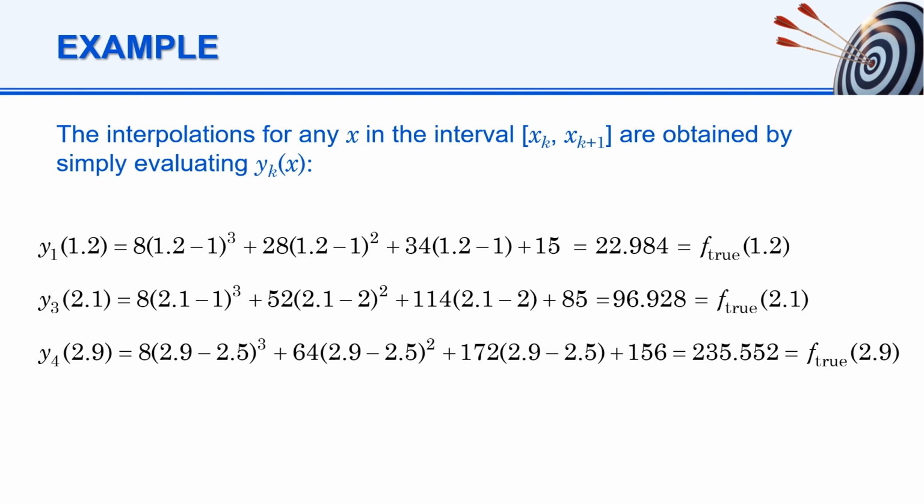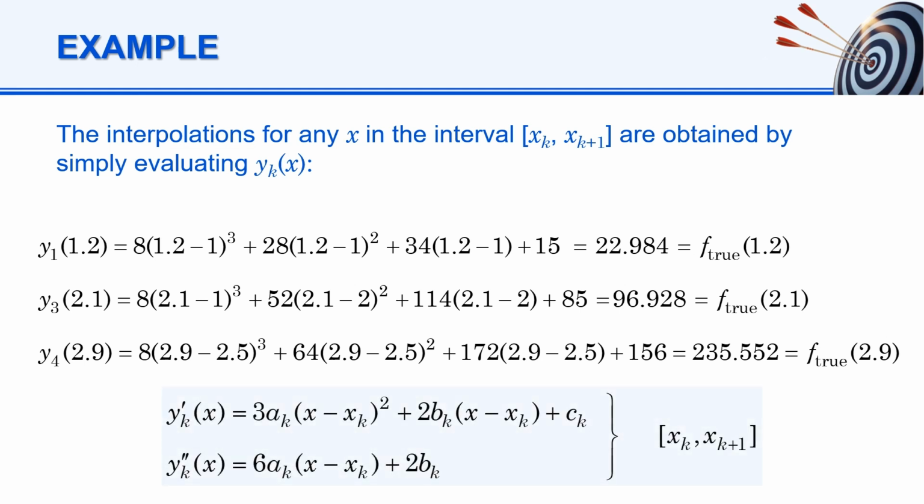The discrete dataset was derived from a third-degree polynomial without rounding. Hence, when the cubic splines are expanded and simplified, they all give the true function. Likewise, the first and second derivatives can also be calculated for any x as follows. On this note, we conclude this video session.